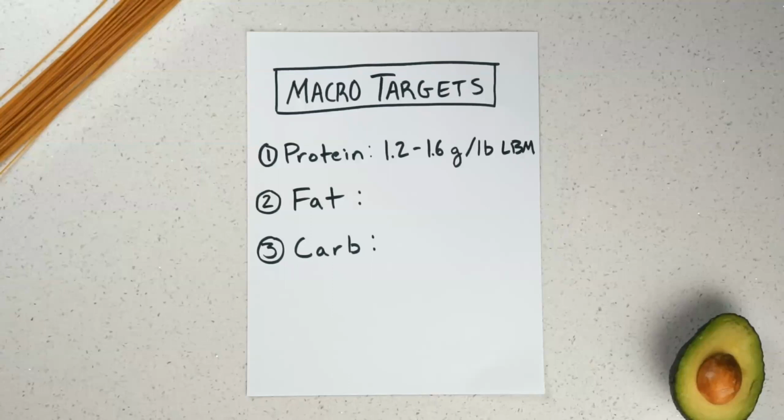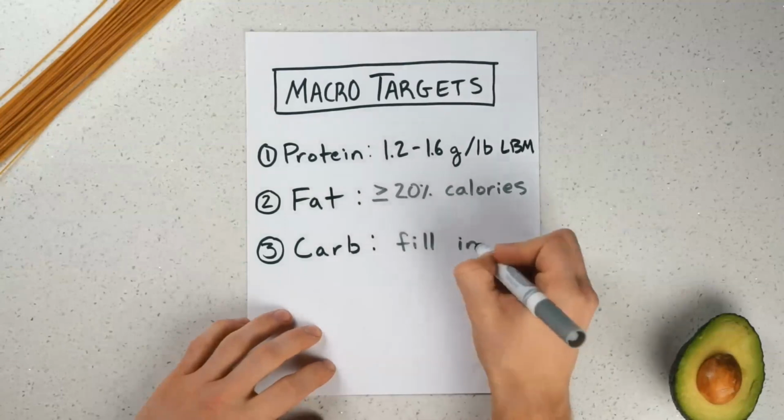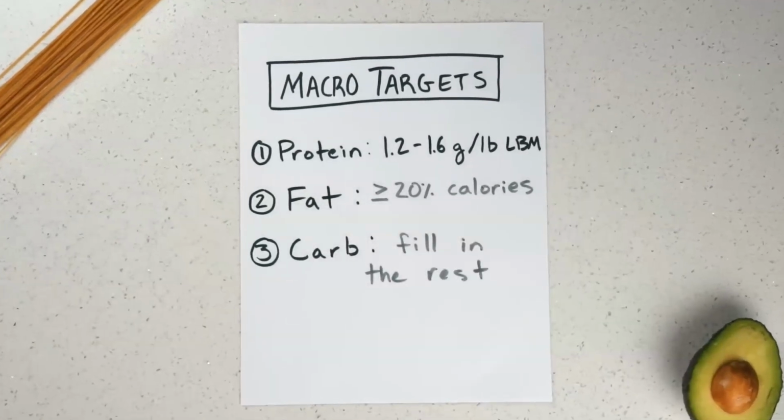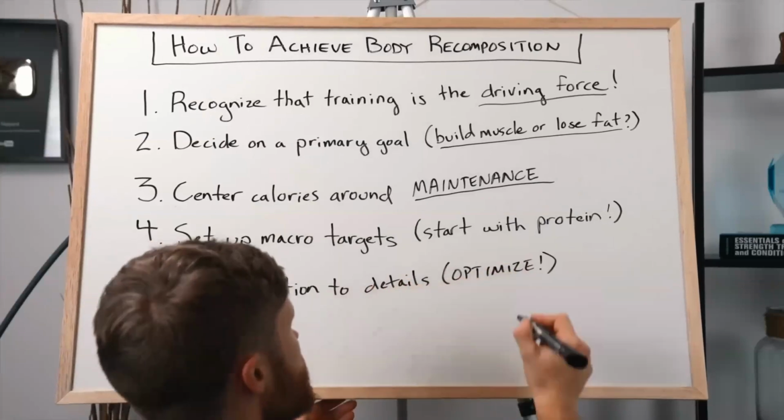From here, you want to determine your fat and carb intake. Personally, I set my fat intake at a minimum of 20% of caloric intake and then fill in the rest with carbs. Okay, the fifth and final step to achieving body recomposition is to pay attention to the details.